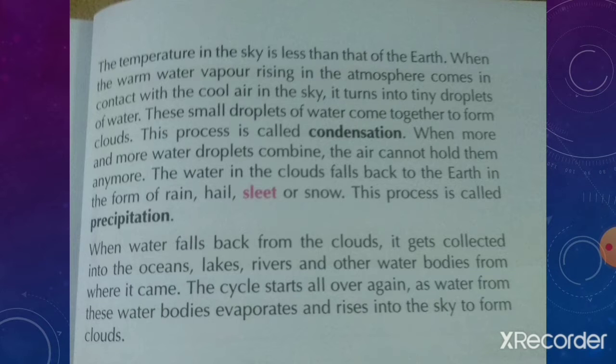After condensation, the third process होता है, that is precipitation. Okay. What is precipitation? When small droplets of water come together, they form clouds. Okay, जब छोटी छोटी सी droplets आपस में connect होती है तो ये clouds को form करती हैं. When more and more water droplets combine, the air cannot hold it anymore.